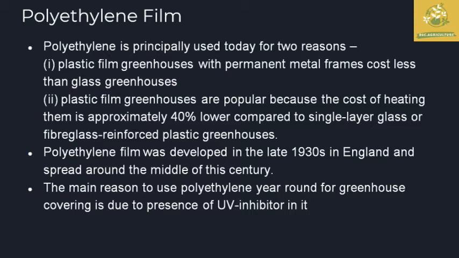And while seeing about the polyethylene films, they are said to have been developed in the 1930s and spread around the world in the middle of the century. And there are even some other reasons. So the main reason to use polyethylene films all around the year for greenhouses is the presence of UV inhibitor nature in the polyethylene films. So these films are able to inhibit the entry of ultraviolet rays within the greenhouse or permanent structure. So it can protect them from the UV rays.